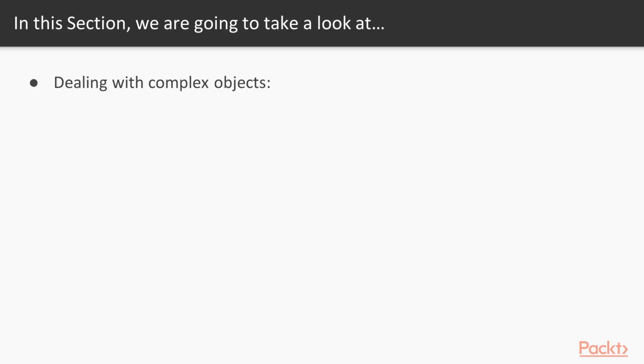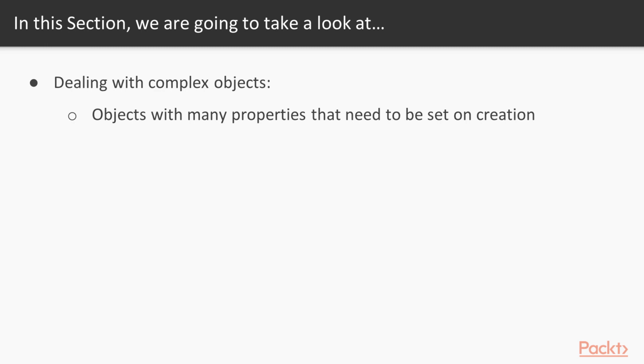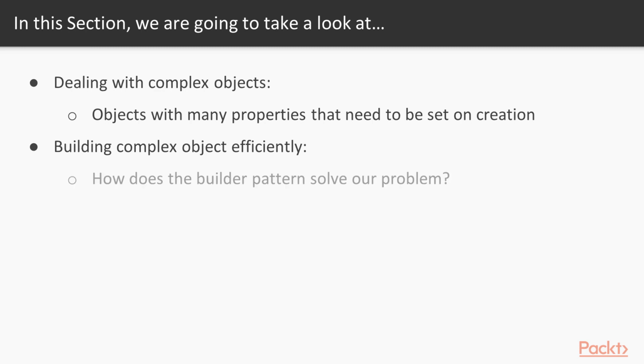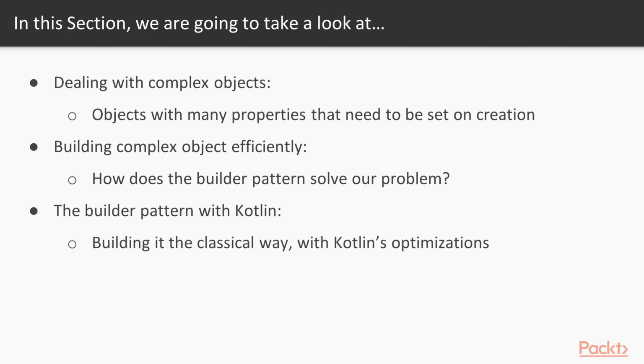In this section, we are going to discuss dealing with complex objects, which are objects with many properties that need to be set upon creation of the object. Building complex objects efficiently. How does the builder pattern solve our problem? The builder pattern with Kotlin. Here, we'll build it the classical way, and we'll build it using Kotlin's optimizations.